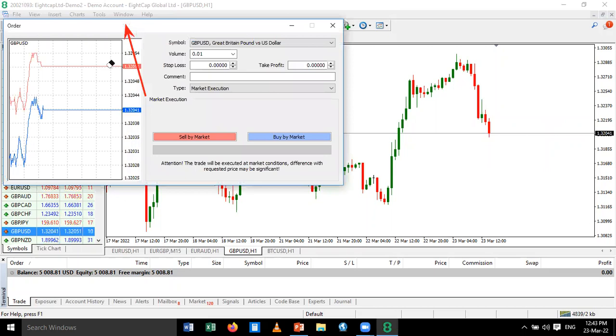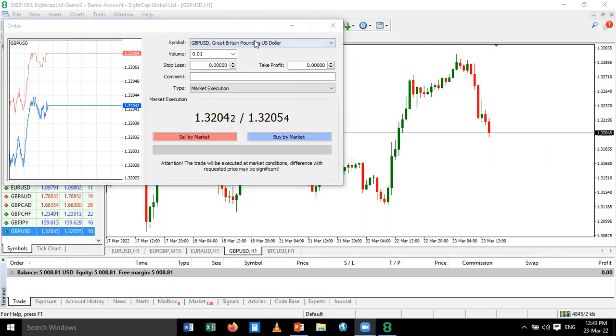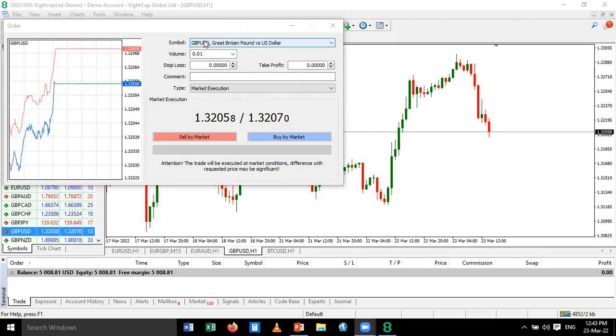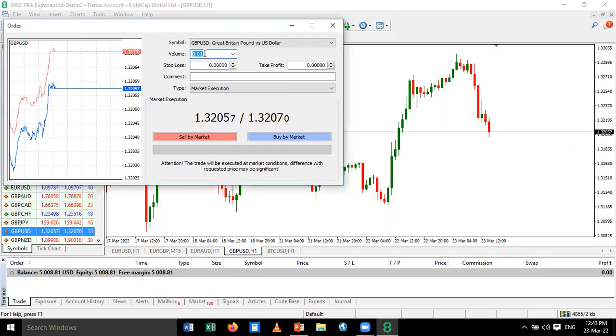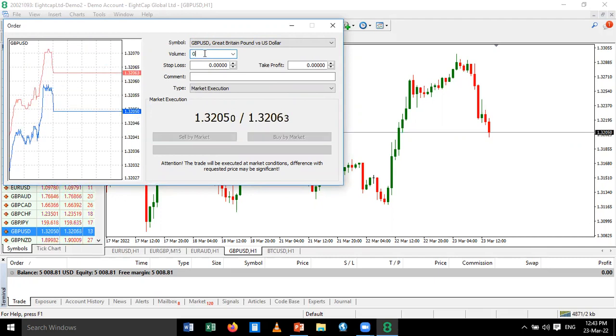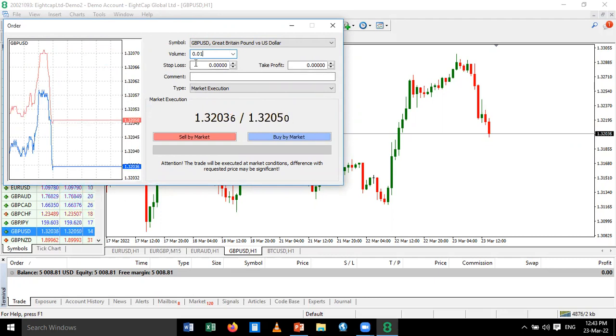Now, clicking on new order, this dialog box comes up. Symbol simply shows the name of the currency pair I want to take a trade on, which is GBP USD. Volume here simply means your lot size. Remember, we talked about lot size on the first class. So I'll put in the lot size I want to use for this order, which is 0.01, the minimum lot size. You have your stop loss, you have your take profit.